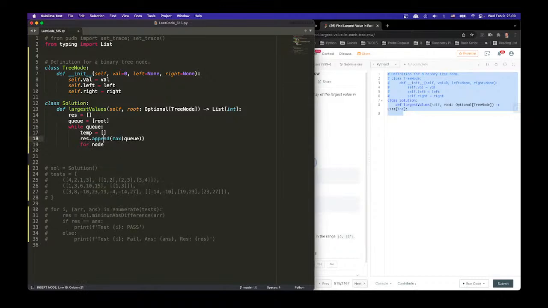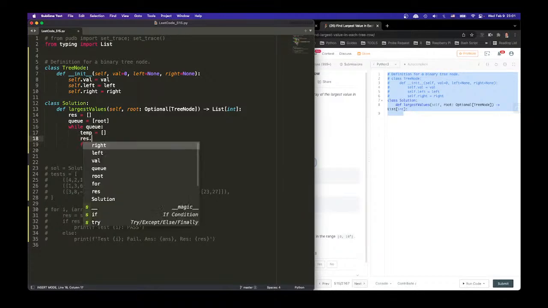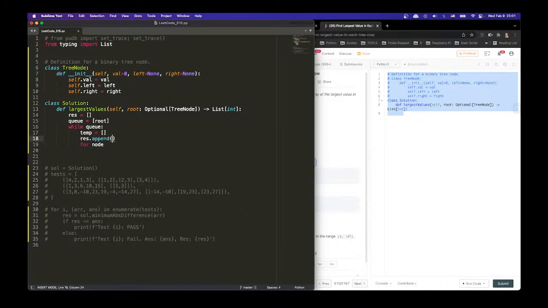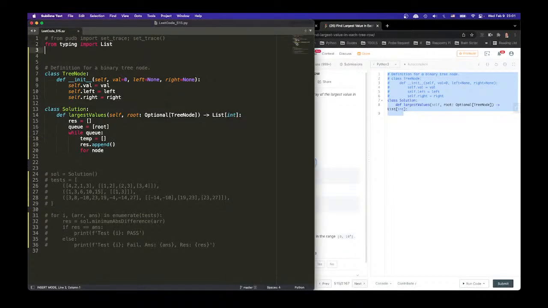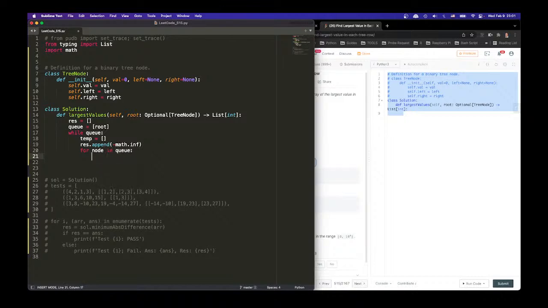No, rest dot append. We want to find the maximum value, right? So we have to do math. I would like to have math.inf, but negative math.inf. So for node in queue, right? Rest of this equals maximum of rest of this and node.val.